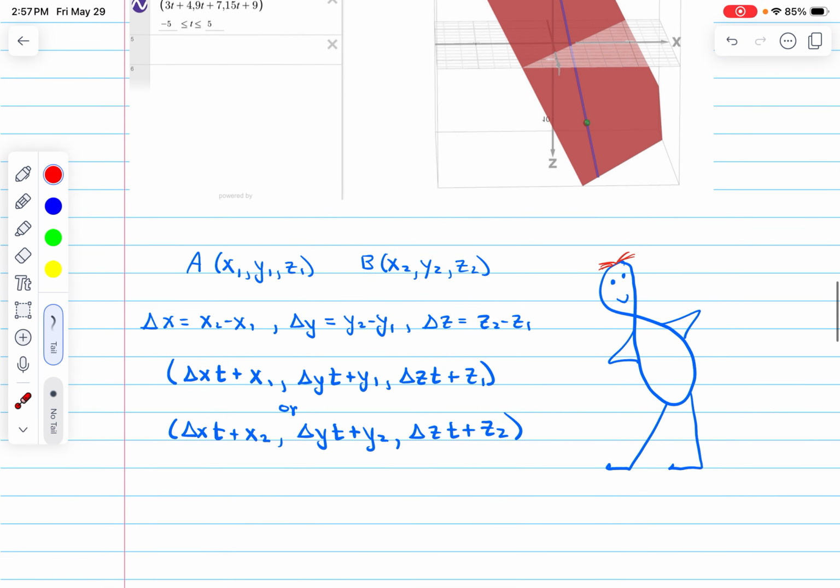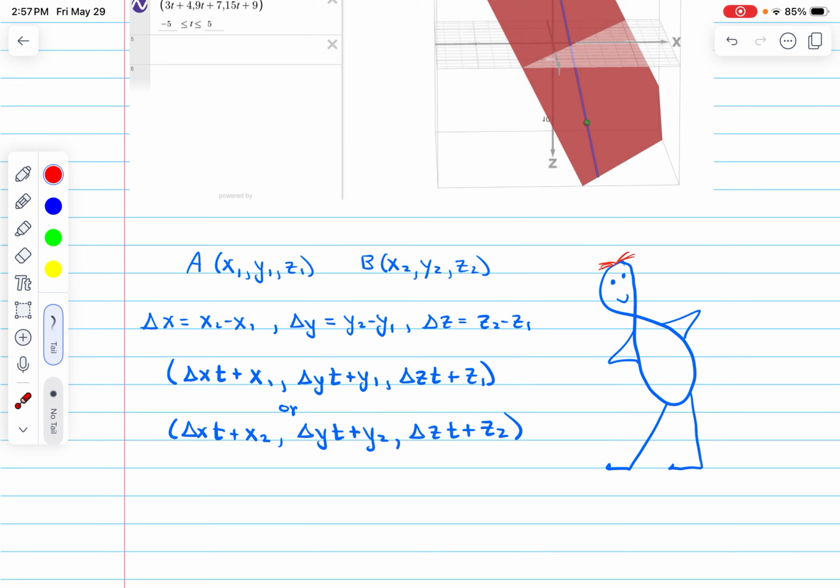Now, here's the way it's going to go. To get a set of parametric equations for a line that passes through 2 points, let's say these 2 points, you need a delta x, a delta y, and a delta z. And it doesn't matter which one goes first. You could say x2 minus x1 or x1 minus x2. But just be consistent. If you start taking values from b and subtracting values from a, do that for all x, y, and z. Okay.